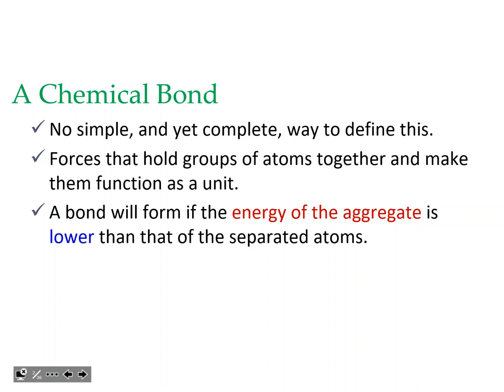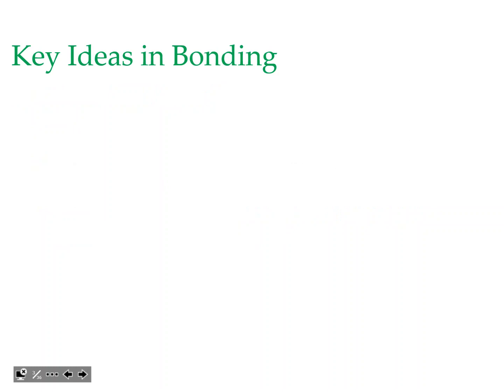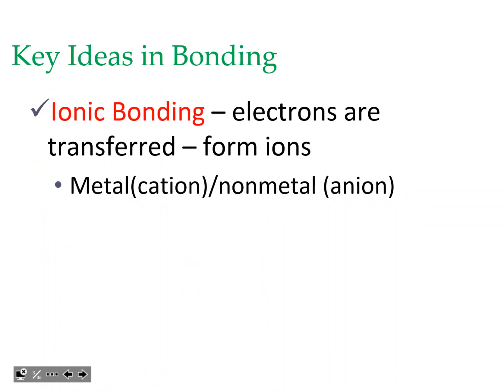Okay? So one of the recurring themes in chemistry, of course, is all about stability, and getting to a lower energy state. Bonds form because it creates stability and puts them at a lower energy state. So that's the whole purpose of bonding. All right, key ideas in bonding: ionic bonding. Basically, electrons transfer and you get charged particles, ions.